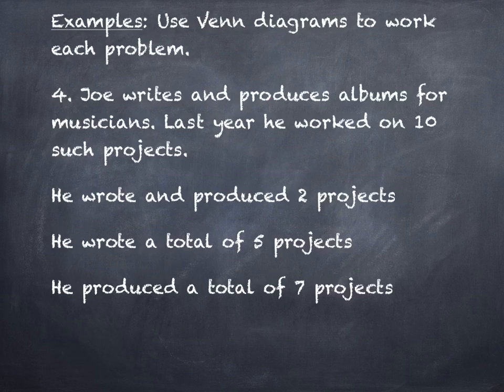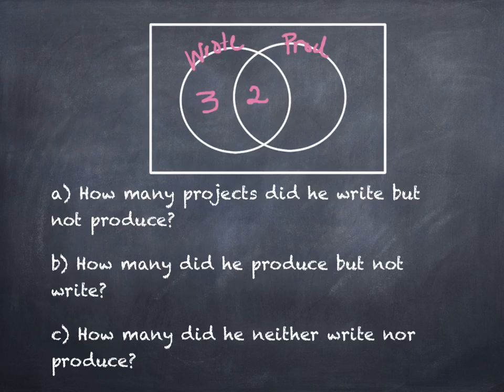And the next one is the produced, and it says he produced 7 projects. Again, there's a 2 in the middle in the produced circle, so I need 5 more over here in produced. And then I was told as well that he only had 10 projects that he worked on. And if you take a 5 and the 2 and the 3, that's already 10, which means there is 0 out here. So he didn't do anything else with those in any way, shape, or form.